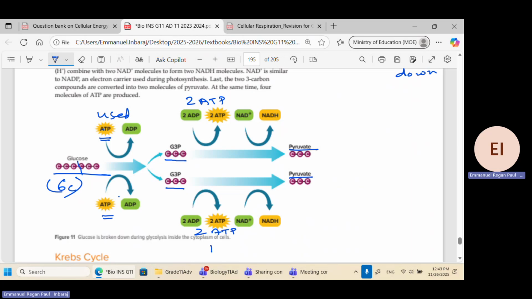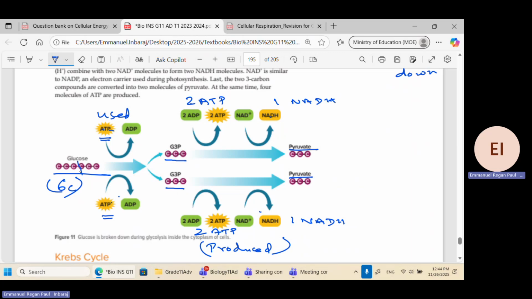2 ATPs are produced, not used. They are produced, they are made. 2 ATP made, and how many NADH is made? 1 and 1. So 1 NADH and another NADH. This is made. So what is happening here? 2 ATPs are used and 4 ATPs are produced, and 2 NADH is produced.